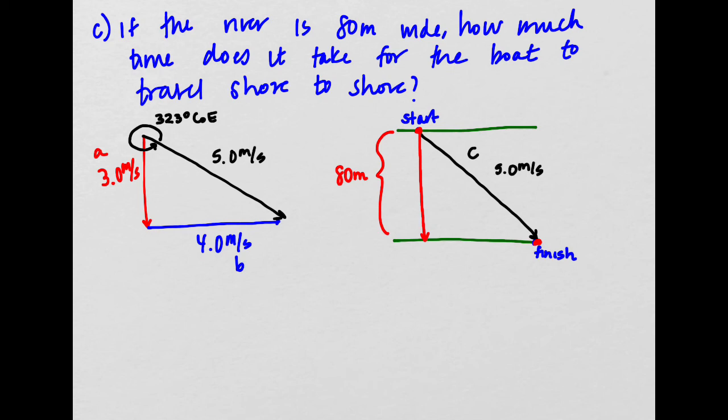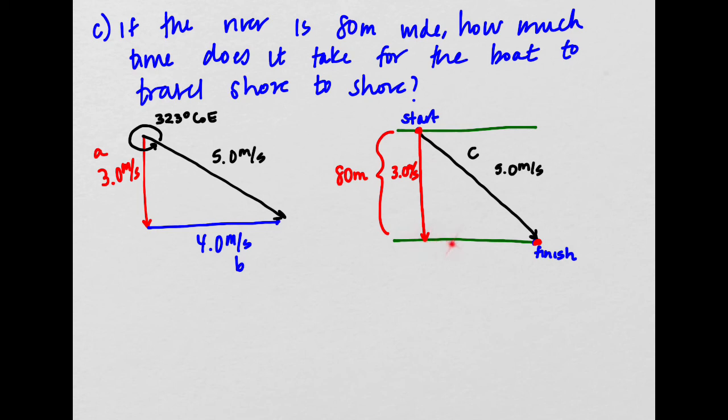So if we were to assume that we were going to travel straight across, we would use the boat's speed in this situation, which was 3.0 meters per second, right? So if we travel at 3.0 meters per second for 80 meters, how much time would it take for us to get across? So we can't use our resultant here. We cannot use 5.0 meters per second to solve this, because this isn't 80 meters. The width here is 80 meters.